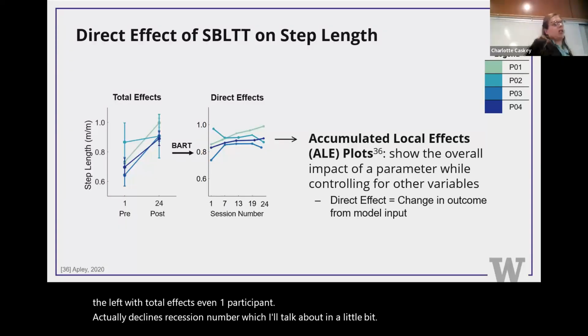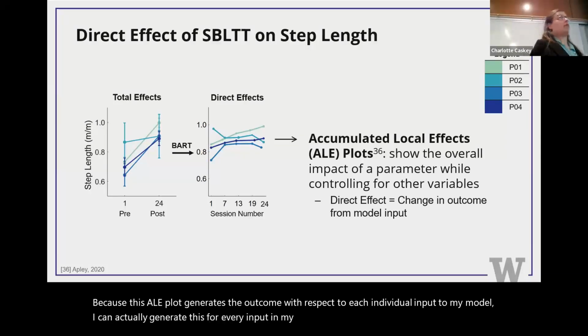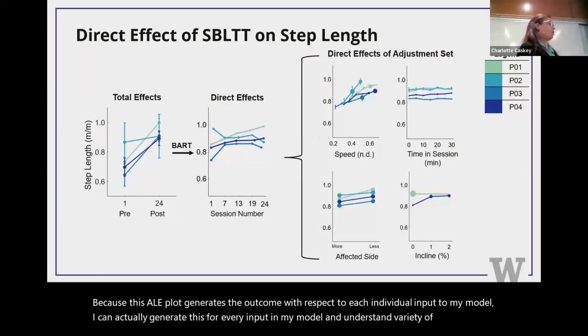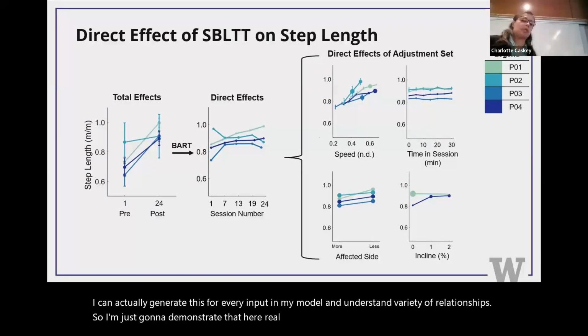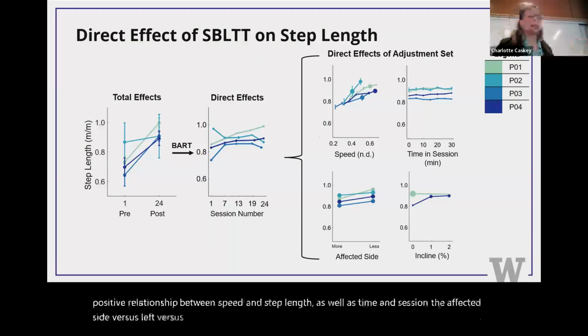Because this ALE plot generates the outcome with respect to each individual input to my model, I can actually generate this for every input in my model and understand a variety of relationships. So I'm just going to demonstrate that here real quick. With speed, as we see, there's a strong positive relationship between speed and step length, as well as time in session, the affected side versus left versus right, and incline for the two participants that did use an incline.